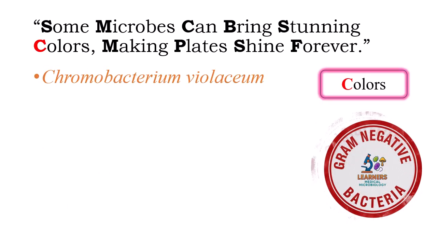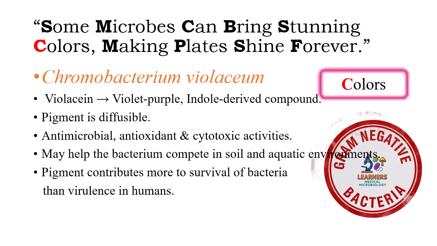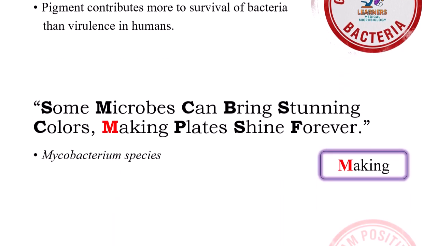Next, we have the Chromobacterium violaceum, which produces a very bright violet purple pigment, which is an indole-derived compound. It's a diffusible pigment. It has antimicrobial, antioxidant, and cytotoxic properties. It helps this bacterium survive in the soil and aquatic environments. And more than the virulence properties, it is for the survival of the bacterium.